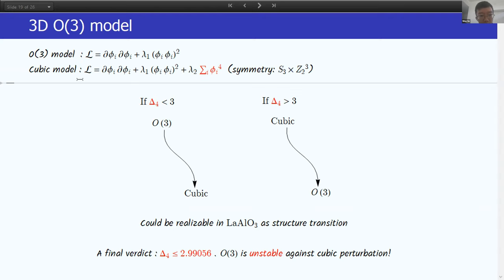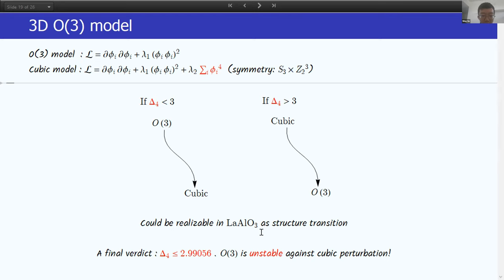And this also relates to the real physics. A term like this can be generated in a lattice. For example, for this material, at the structural phase transition, this term can appear. So the question is that for the structural phase transition of a material like this, is the phase transition described by O3 or the cubic model? If this term is relevant, then the phase transition should be described by the cubic model. If it's irrelevant, then it should be the O3 universality class.